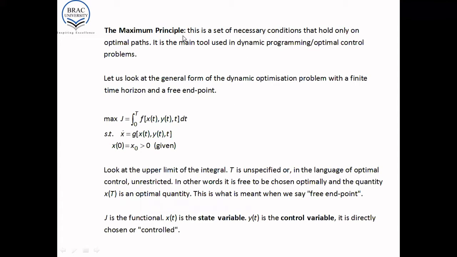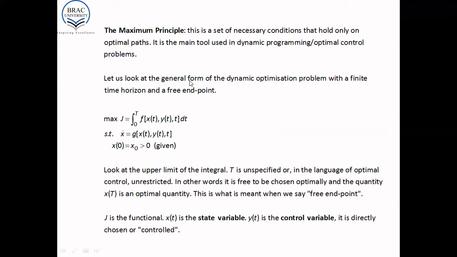Now let's look at the maximum principle. This is a set of necessary conditions that hold only on optimal paths. It is the main tool used in dynamic programming or optimal control problems.